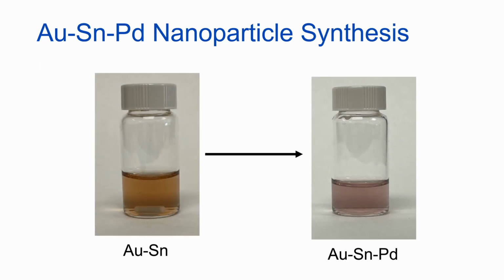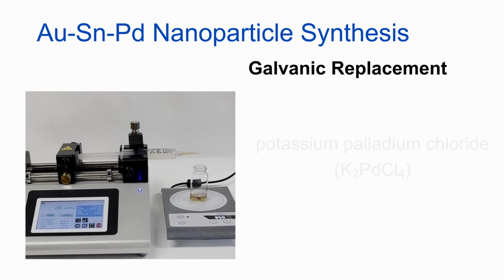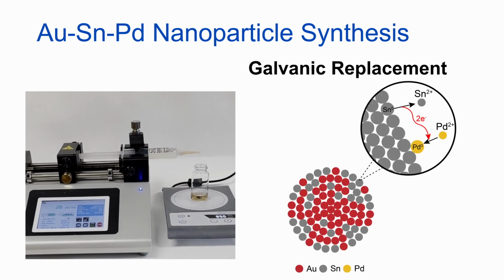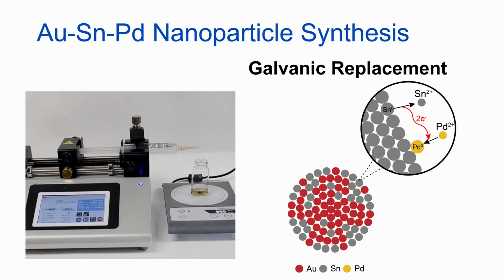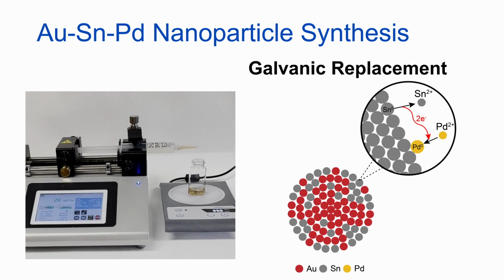I then sought to transform these gold-tin alloys into a creation of my own by incorporating palladium into them, which is a highly catalytic metal that would hopefully improve the nanoparticles' overall catalytic ability. I slowly added a potassium palladium chloride solution to the gold-tin nanoparticle suspension. This caused a spontaneous redox process called galvanic replacement to occur, in which the tin was oxidized and dissolved from the nanospheres, and the palladium ions were reduced and deposited onto the nanoparticles.